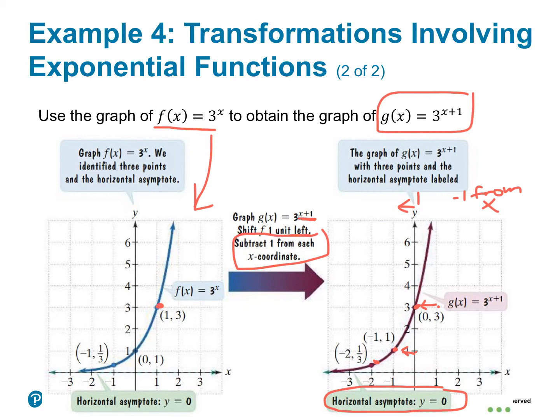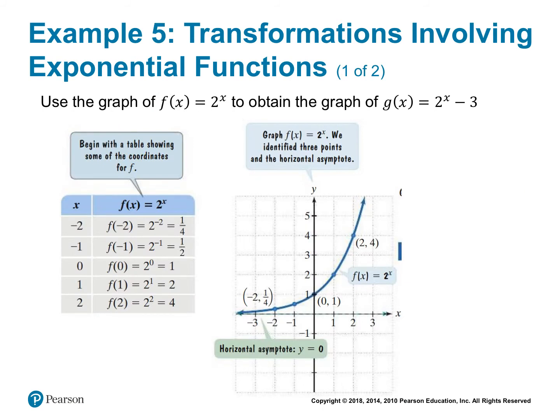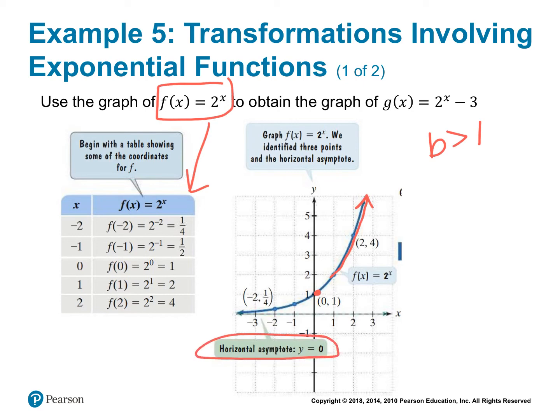Okay, let's try another one. So this one is 2 to the x. So again, we do a table of values to see what the original looks like. It should cross through 0, 1, and then your other points, and it should be going upward to the right because the b is greater than 1, so it's going upward to the right. And again, the horizontal asymptote for now is y equals 0.